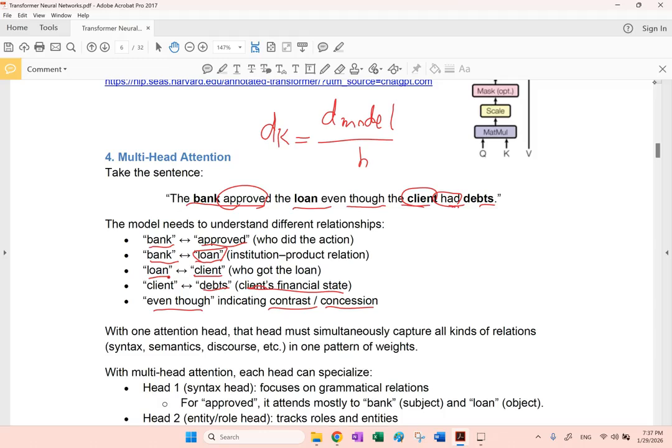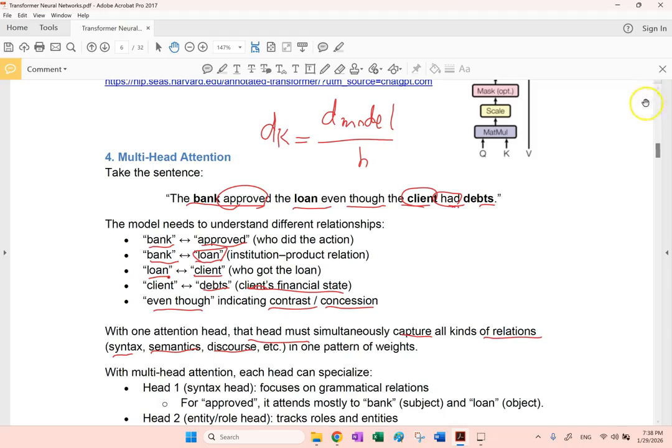So to do that, you cannot do it with one attention head. You need to have several attention heads simultaneously, each one of which captures one category of relations. For instance, one of them learns the semantics, one of them learns the syntax, one of them learns the discourse, and so on. So all of them together hopefully can capture everything that you need to know from the sentence.